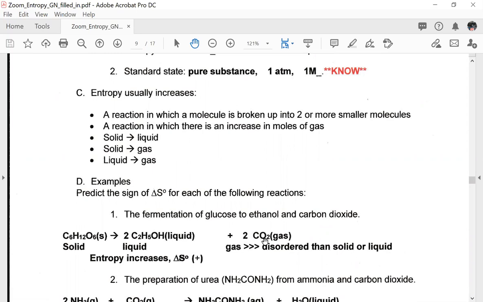So after you write down your balanced equation, then you're going to label them. Solid, liquid, gas. The gas is much more disordered than a solid or liquid. Our entropy increases, so our change in entropy at the standard state is positive.